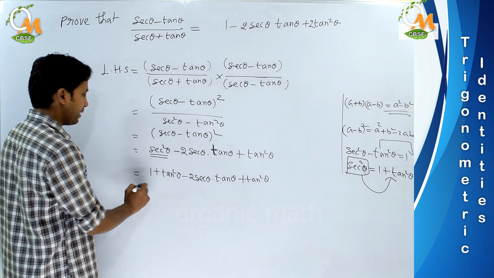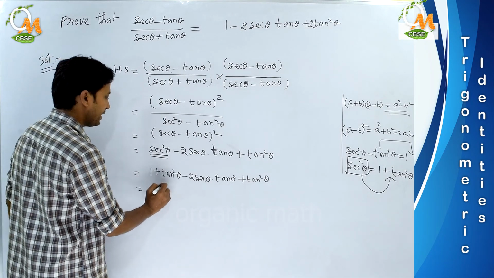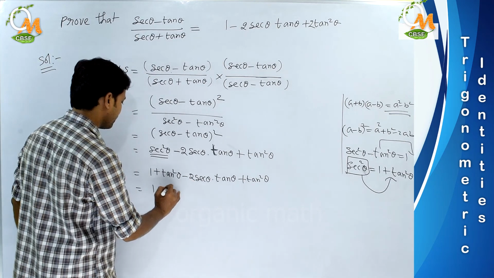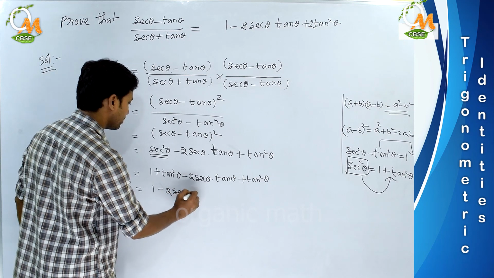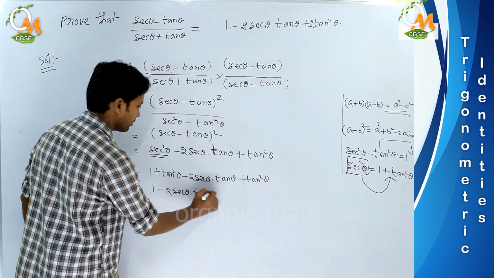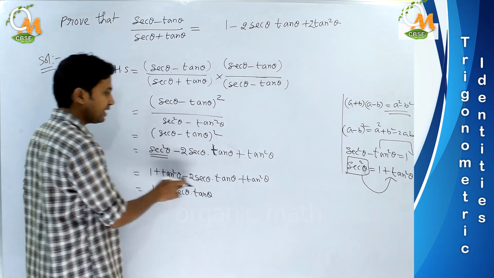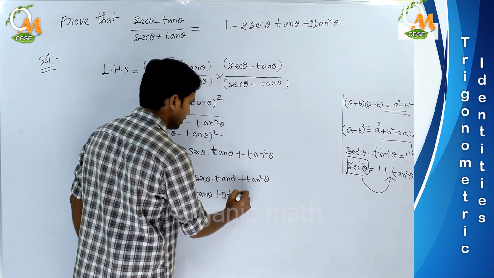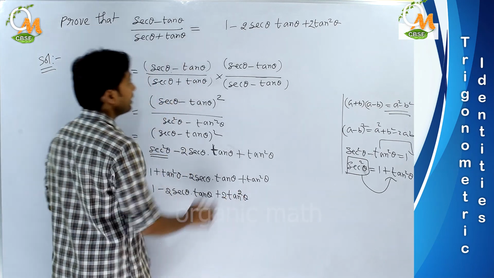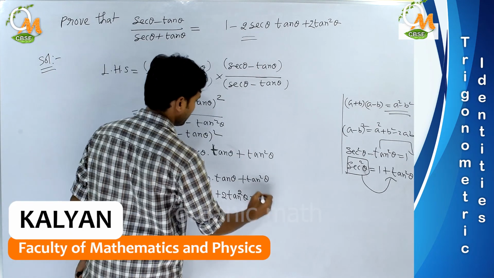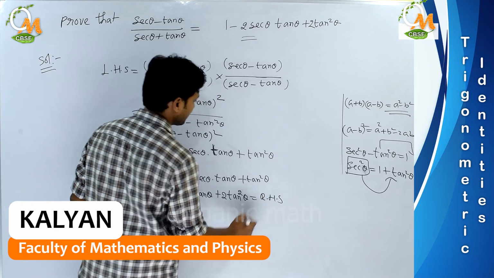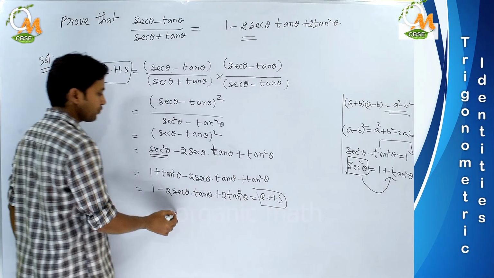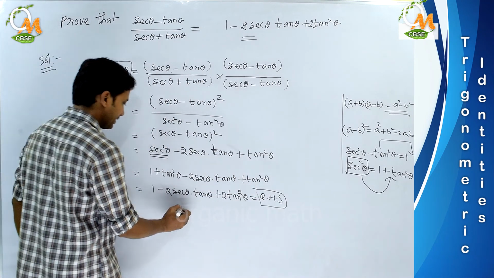Now just tell me, write the 1 as it is, and minus 2 secant theta tan theta. Now plus tan square theta and plus tan square theta, it is 2 tan square theta. Now we obtained our required RHS part. So therefore it is equal to RHS. We took the LHS part and we obtained the RHS part successfully. So hence it is proved.